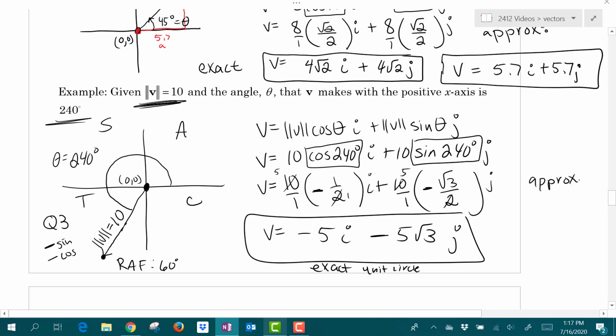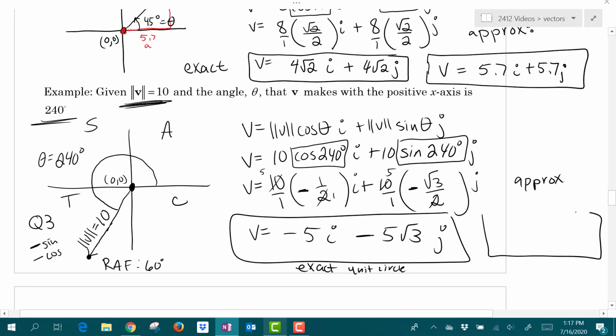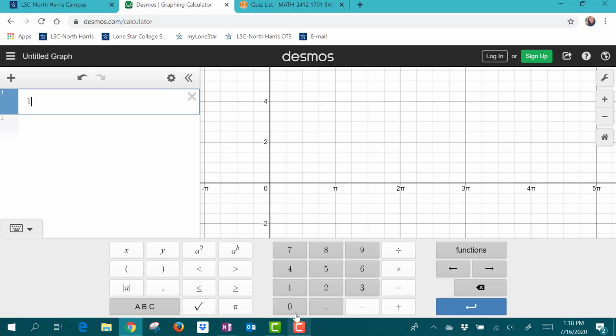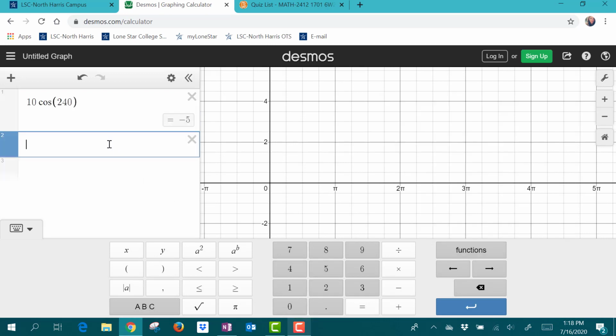All right. If I want an approximation, which sometimes comes in really handy as well, I can use my calculator. Now for the first one I really don't need an approximation because I already know what that is, but we can put that into our calculator anyways just to practice. So 10 times cosine of 240, I get negative 5, so there's no rounding there. 10 times sine of 240. For that I get a negative 8.7, rounding to the nearest one decimal place. So negative 8.7.